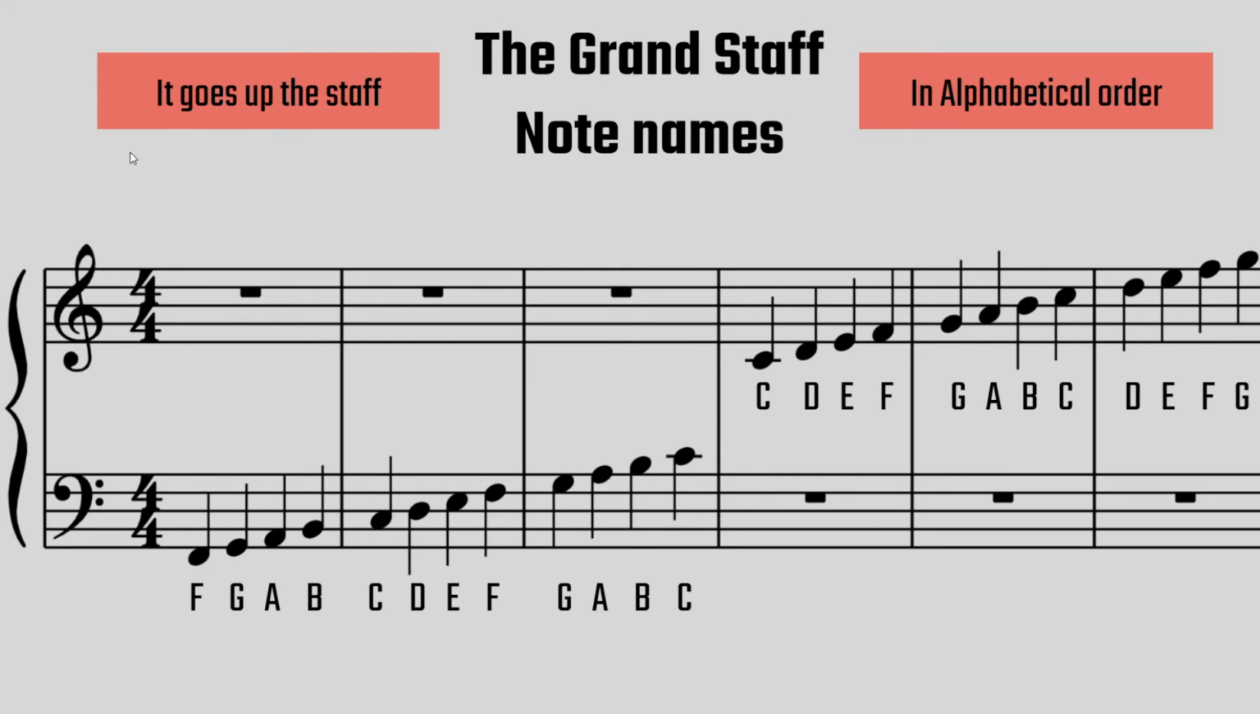And I know that this is going to come as a surprise, but it goes up the staff in alphabetical order. So as you can see right here, we have our grand staff and we have a whole bunch of notes. So we're going to start right here in the bass clef, right down here on this F. And if you can see, it goes F, G, A, B, C, D, E, F, G, A, B, C. And then we have a C right here, D, E, F, G, A, B, C, D, E, F, G. Now minus these 2 C's, that went up in alphabetical order from F all the way up to G.